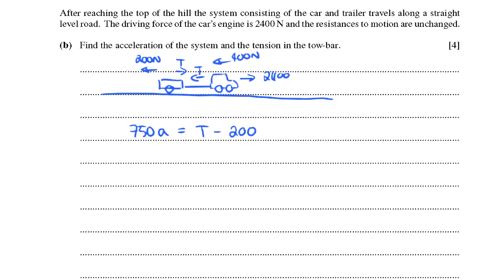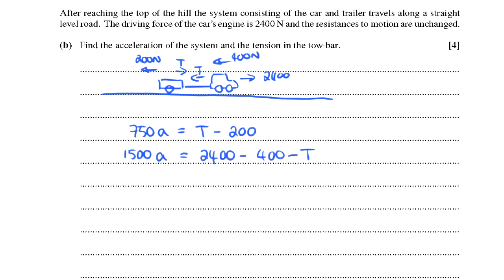All right, so when we go to the car, we're going to do the same thing. We're going to have a resultant force, which is mass times acceleration. The car's mass was 1,500 times the acceleration is equal to the forces going forward, which is 2400, minus the forces going back, which is 400, and also we're going to subtract the tension.